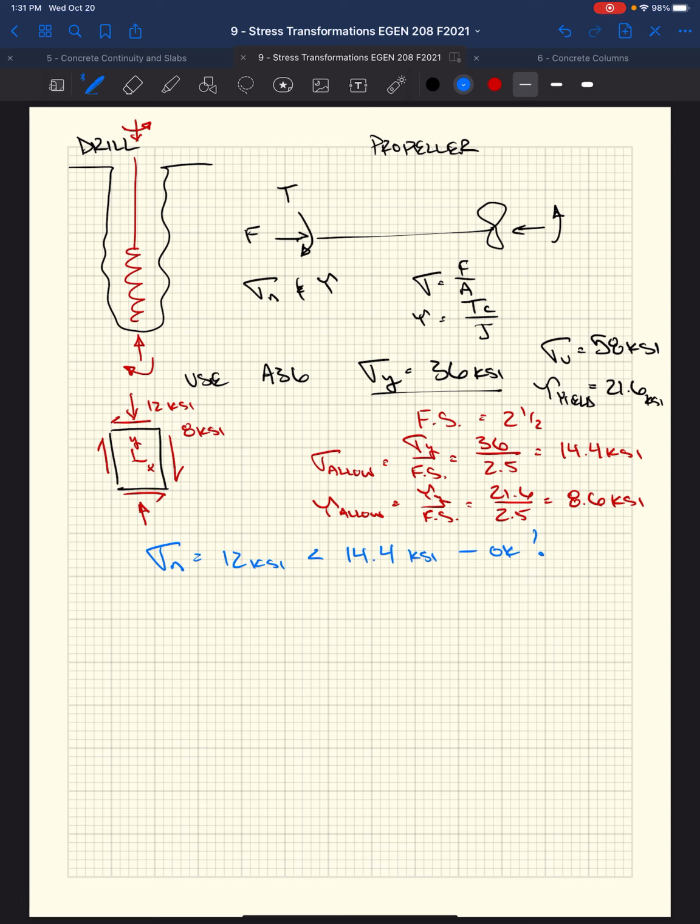Our normal stress is okay, right? We've got more capacity. Our allowable stress is higher than our demand. 14.4 is greater than 12. If we look at our shear stress, right, it was 8 KSI. Well, that's less than 8.6 KSI. We're okay, right? Does that seem right to everybody? We good there? Okay.